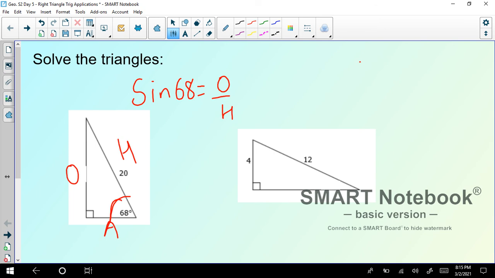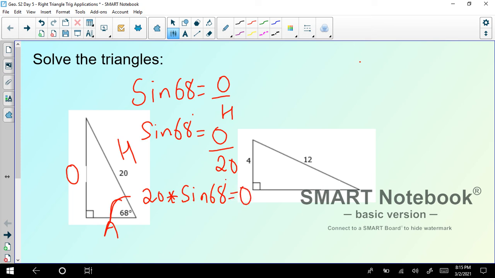So let's substitute further. Sine 68 degrees equals opposite value I don't know, so just keep it as O itself, and hypotenuse is 20. And further cross multiply to get 20 times sine 68 degrees will give us opposite. So let's substitute that in calculator. Make sure the mode is in degrees and not in radians, otherwise you may get error.